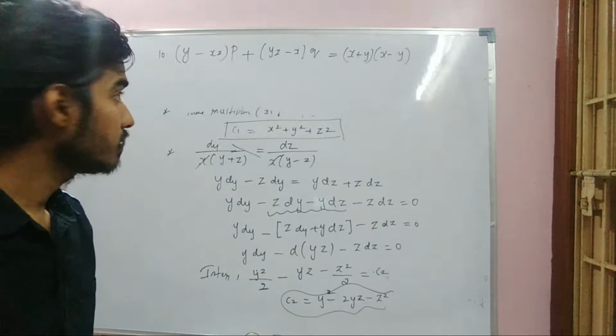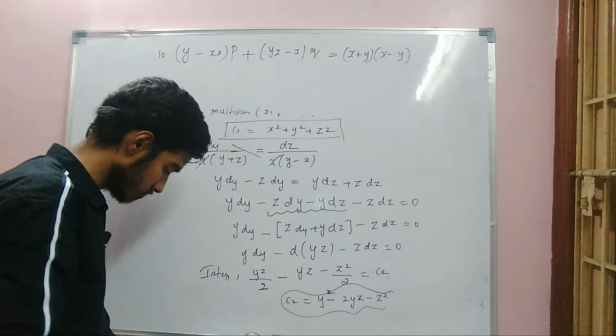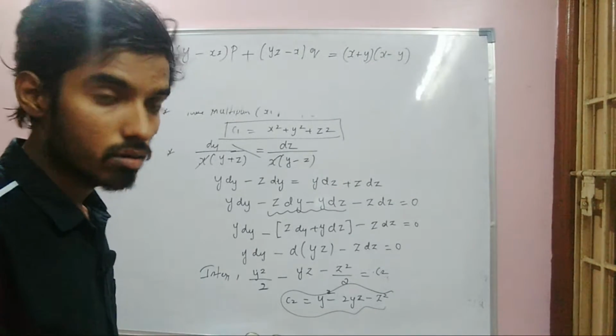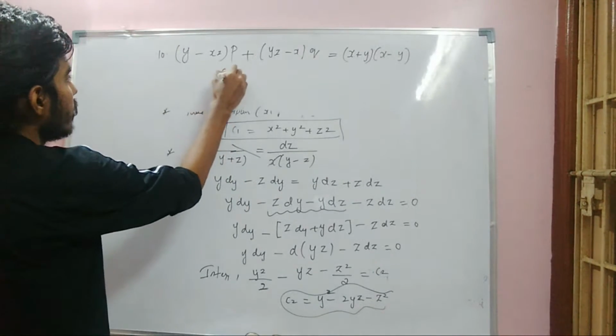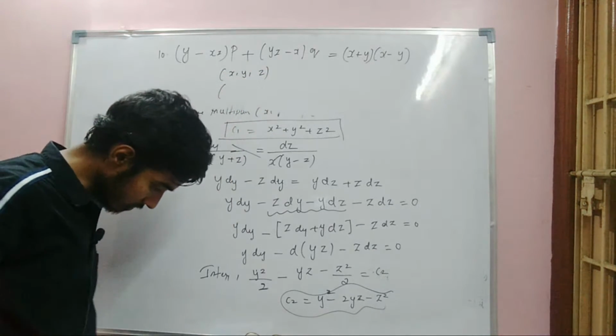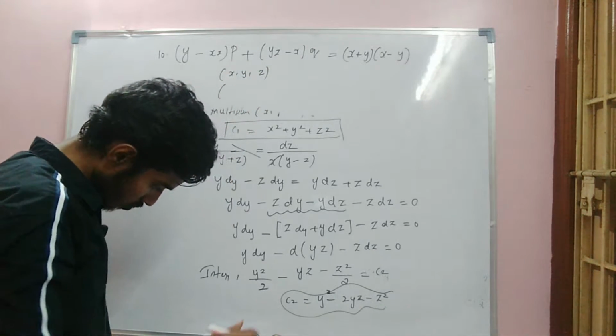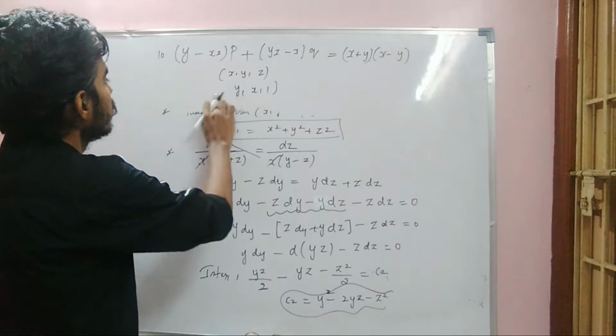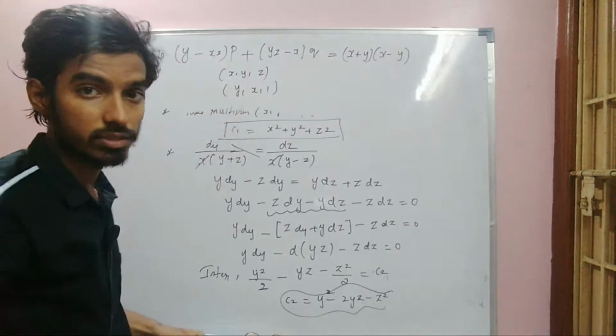One is x, y, z. Second one is, okay, the first multiplier is x comma y comma z. Second multiplier is y comma x comma 1. Y comma x comma 1 is the second multiplier.